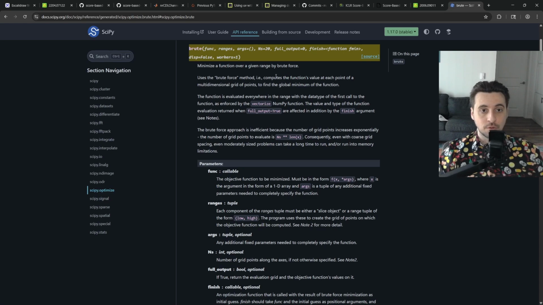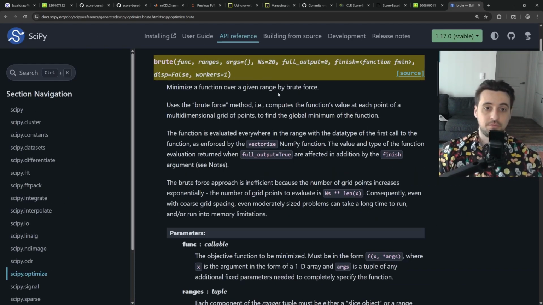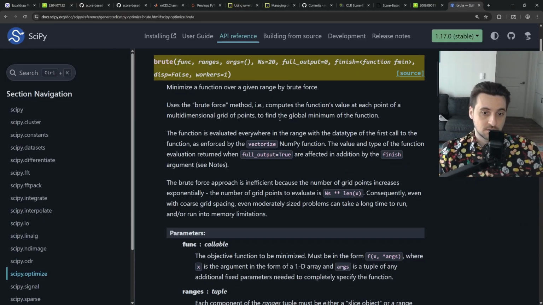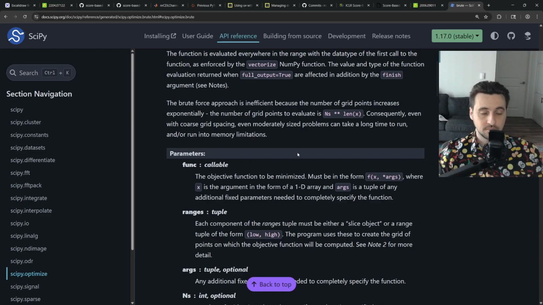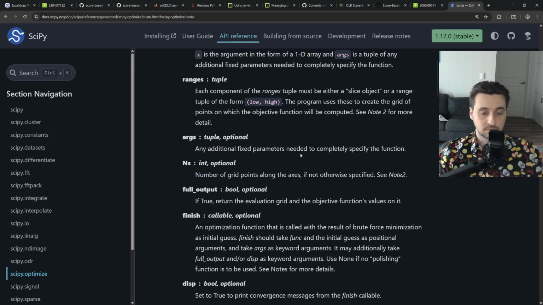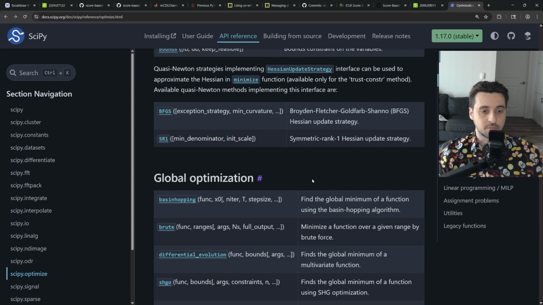It uses brute force. At each point, the function is evaluated. Vectorized is inefficient because it increases exponentially, but we don't care about exponential. NS, what is NS? Number of grid points. No, but I have to do it myself. I don't want this.